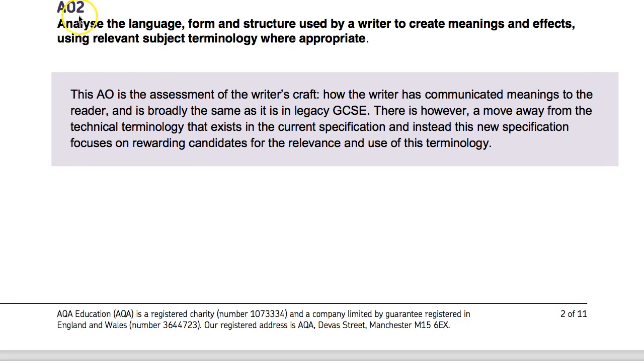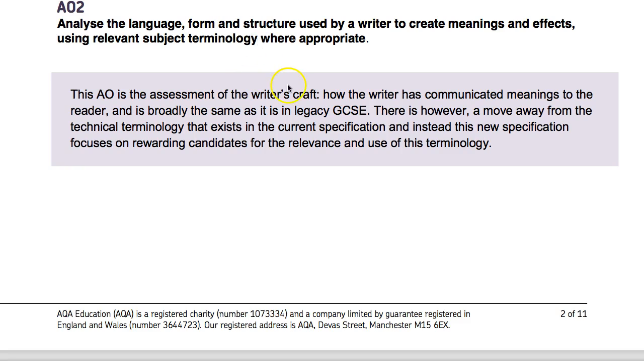The second objective, assessment objective, is to analyze the language and the form and the structure used by a writer to create meanings and effects, using relevant subject terminology. So they don't want to know that every single word is a verb or an adjective. They only want you to use that terminology where it's relevant to a point you're making. So, for example, if you're looking at a simile, why that particular simile?